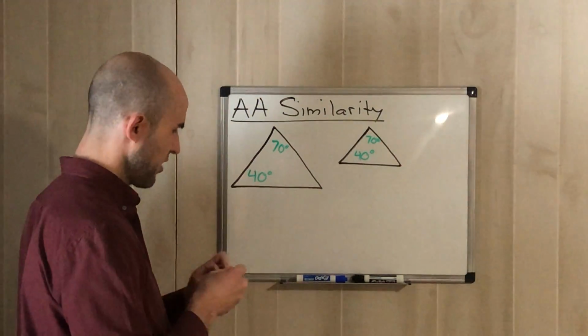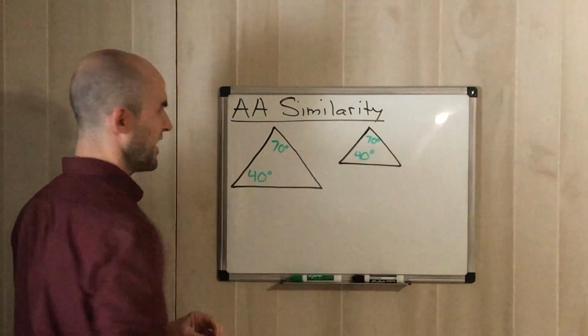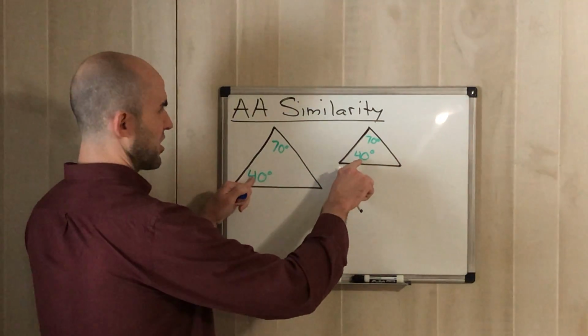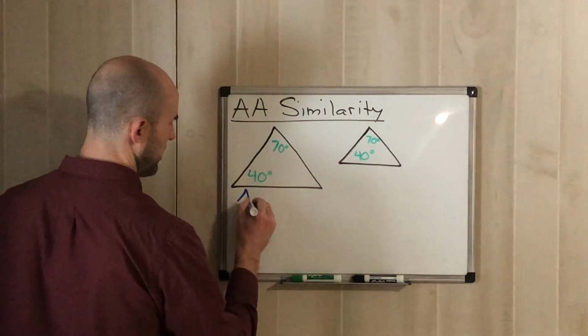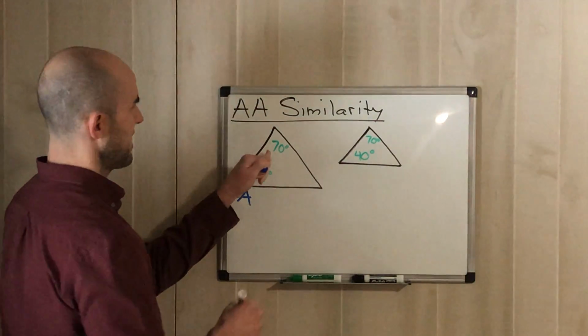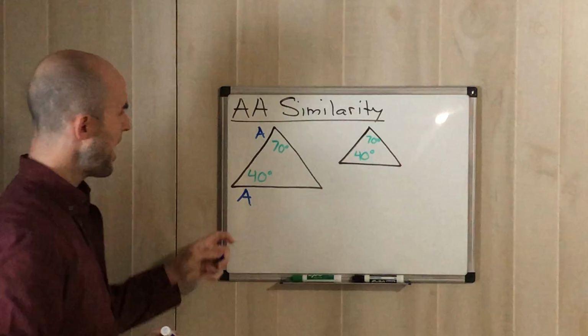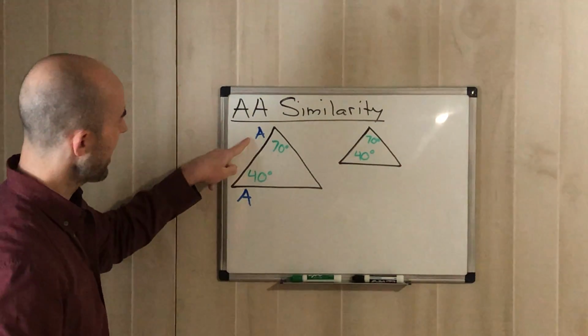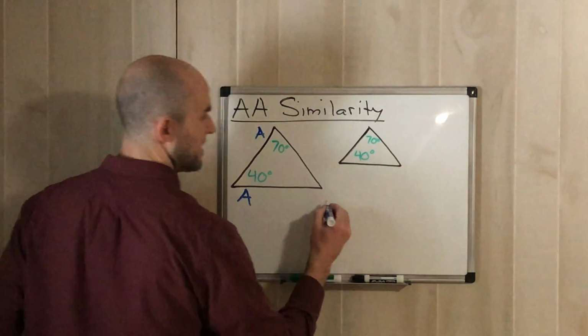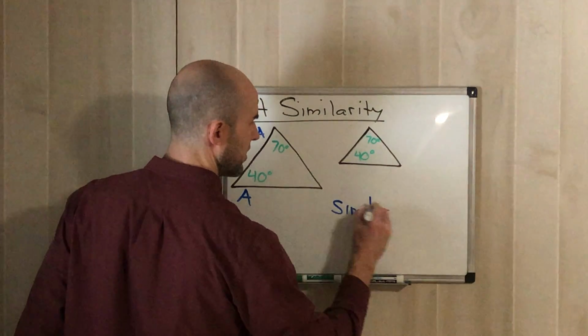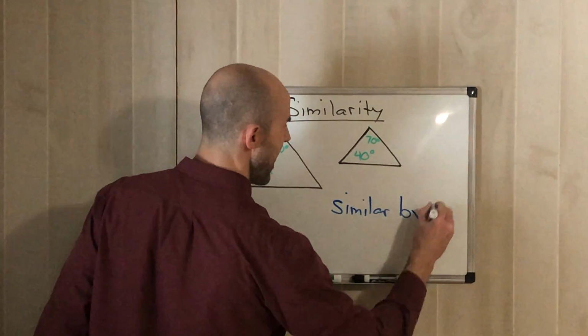If we have that, the way that we see this, and we label it exactly the way we've always done it in the past, we see that these 2 angles are congruent, so that would be an angle, right? We see that the 70 and the 70 are congruent, so that's an angle. And automatically, since we have an angle and an angle, we have 2 angles, we know that these 2 triangles are similar. They're similar by AA.